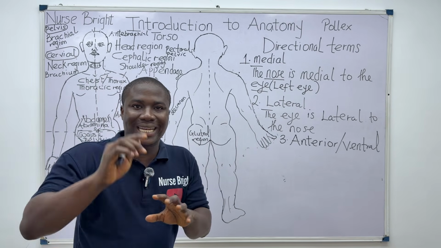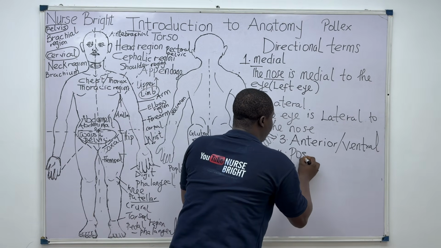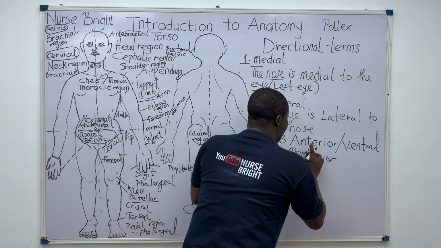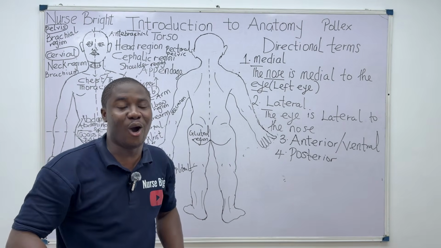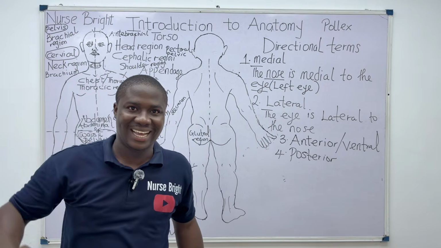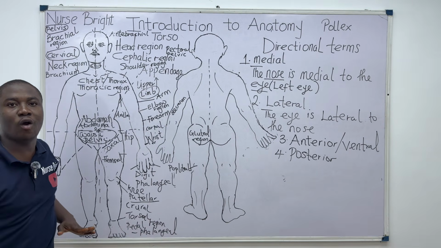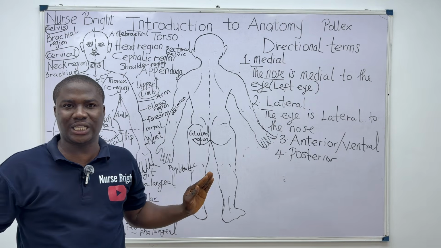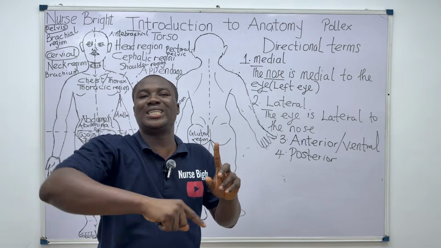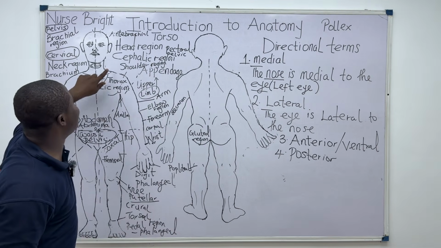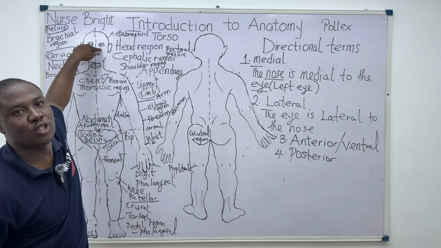Let's get into another directional term in anatomy. And the term is number 4, called posterior. Now, listen. A structure of the body is said to be posterior if it is closer to the back. So that's why posterior is back. This is the posterior view, and this is the anterior view or ventral view. Do you understand? So a structure is said to be posterior if it's closer to the back of the body than another structure.